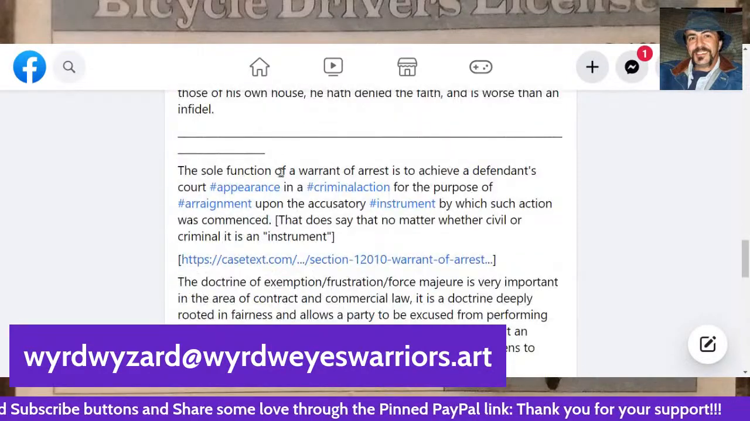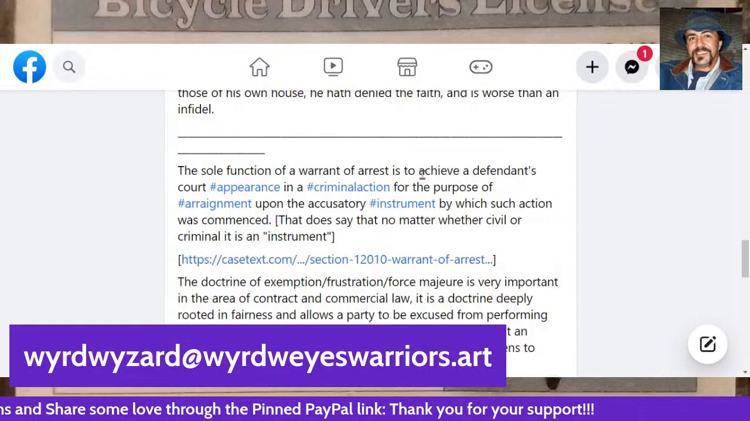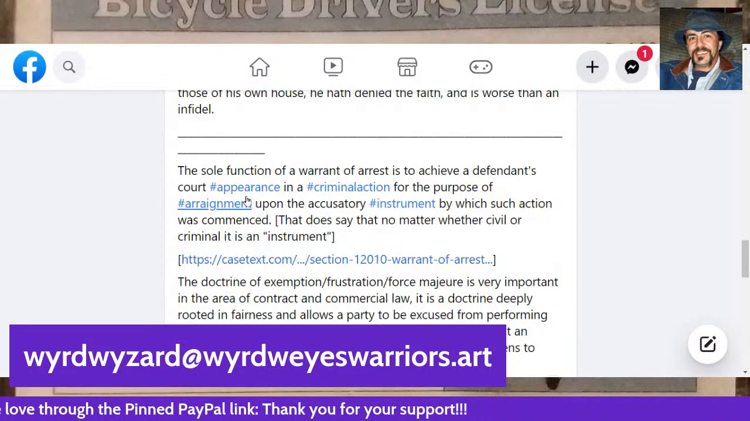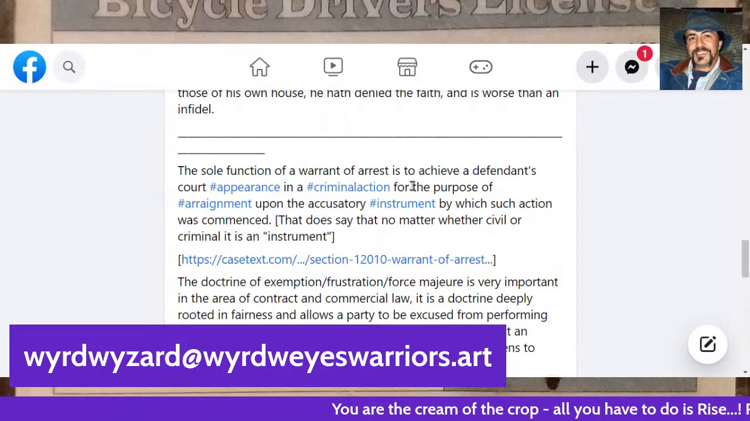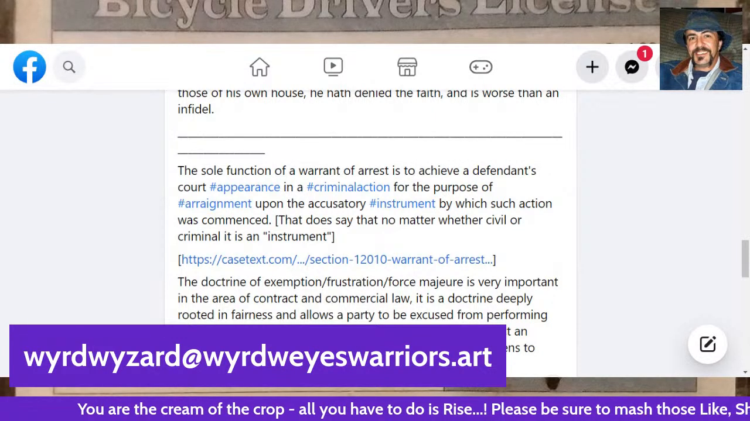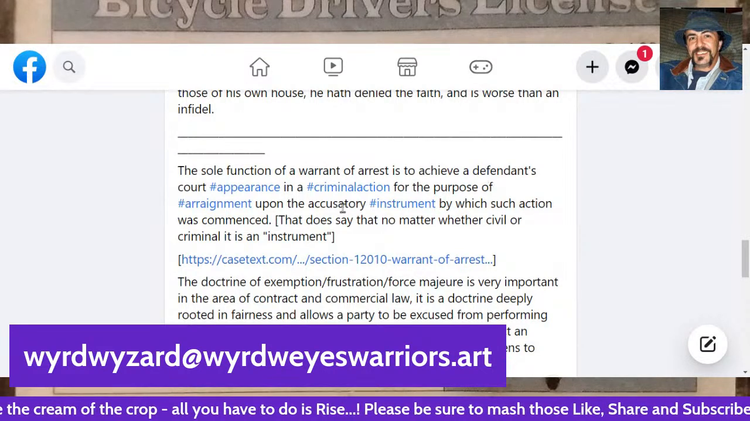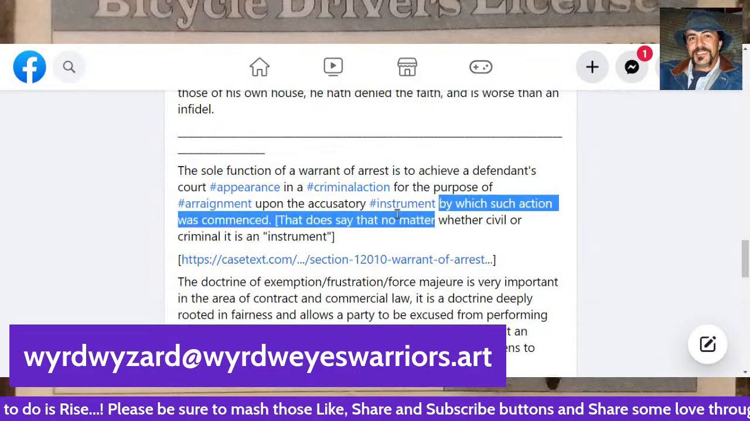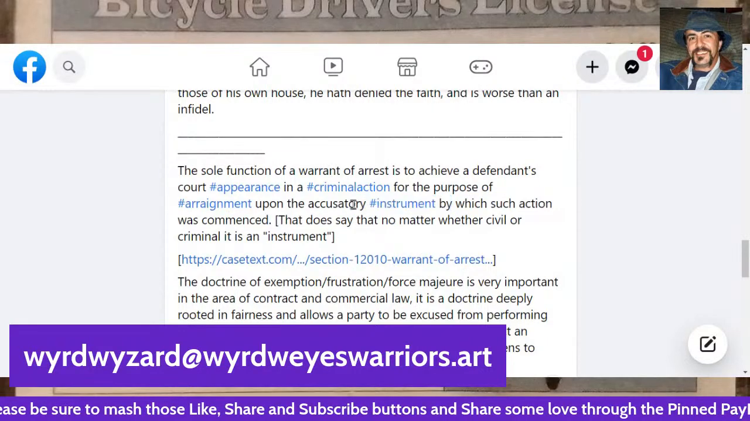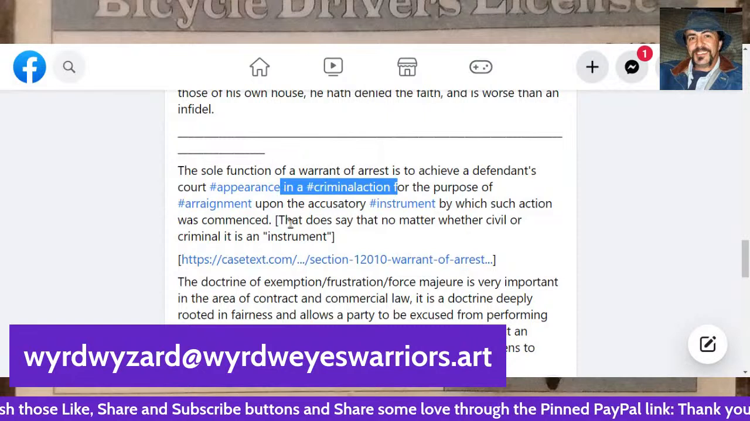The sole function of a warrant of arrest is to achieve a defendant's court appearance in a criminal action for the purpose of arraignment upon the accusatory instrument, a civil instrument for a criminal action. You see it, folks?